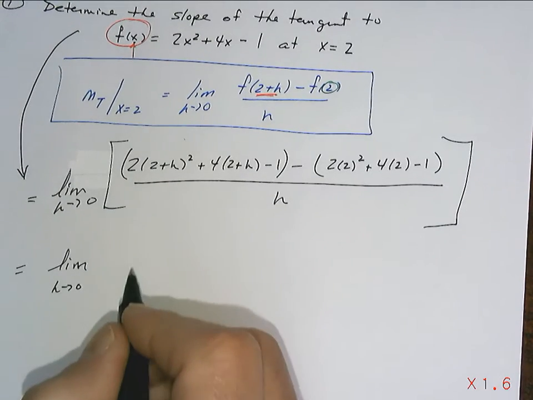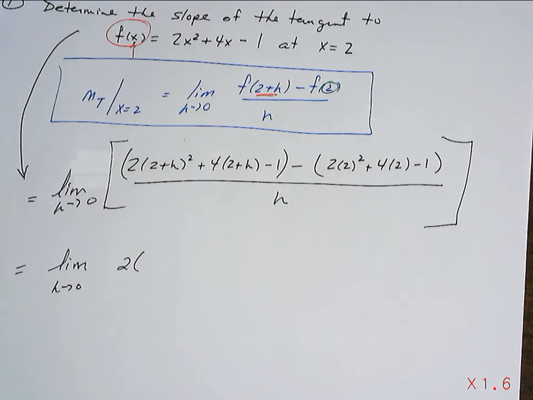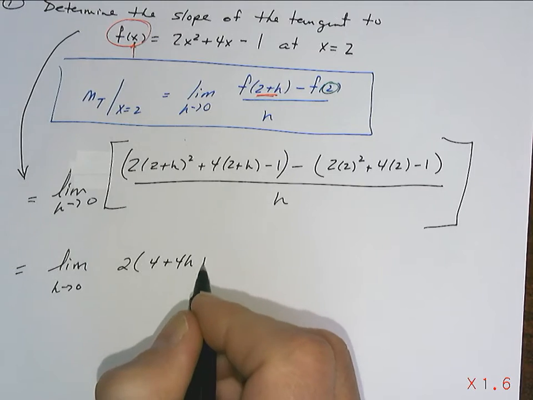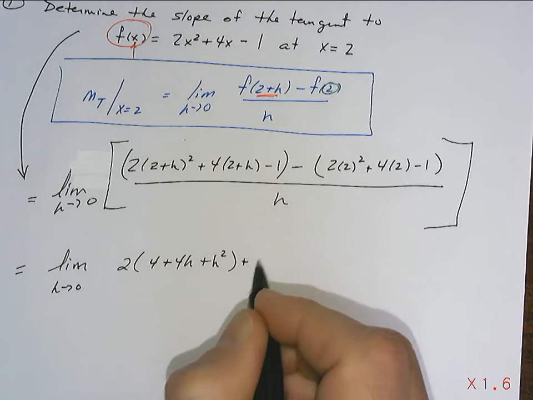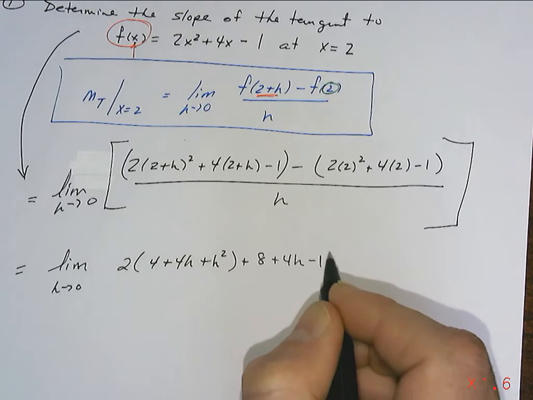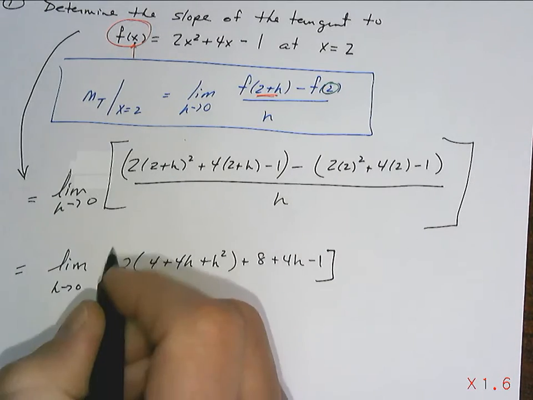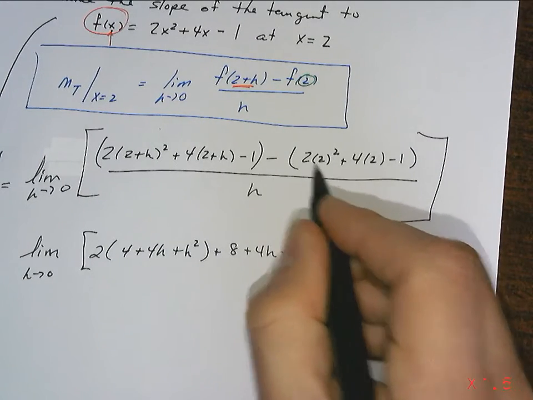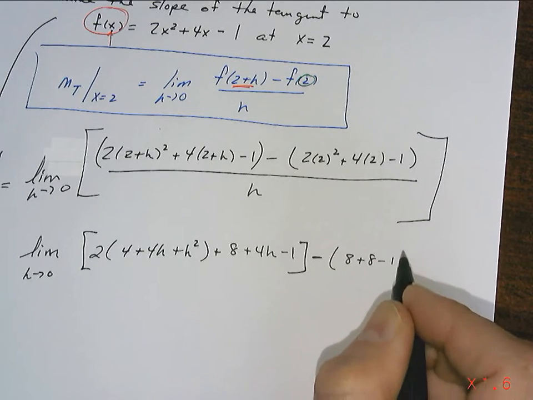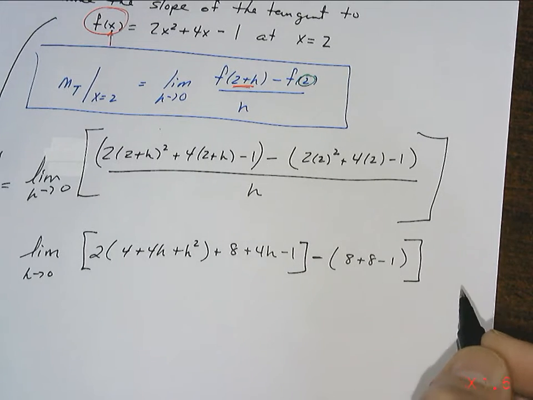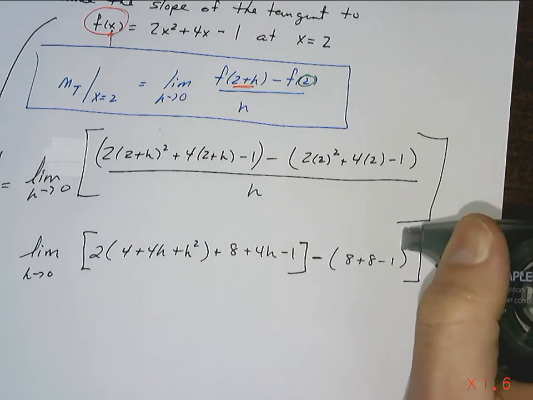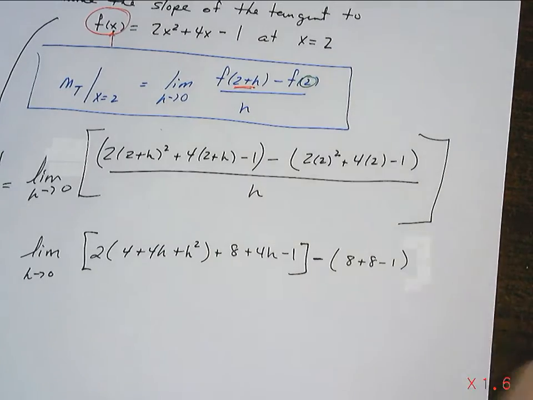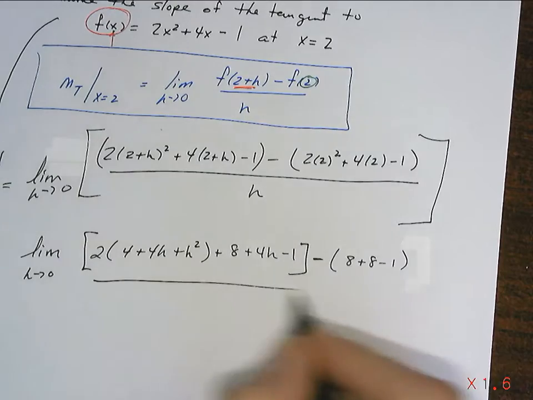Now I got to do some work here. I hope you know how to expand this. It's going to be 2 squared, which is 4. This times 2, which is 4h plus h squared, plus 8 plus 4h minus 1. And all of that has this subtracted from it. 2 squared, which is 4 times 2, which is 8, plus 8 minus 1. Do I need that extra bracket at the back? I don't. If you're a computer program, you know the dangers of having an extra bracket. All over top of h.